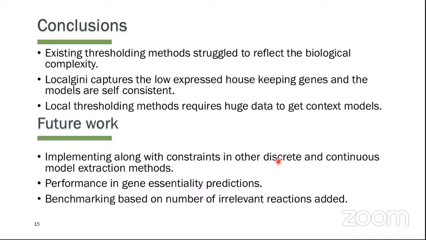But there is another set of algorithms called continuous algorithms, where based on the omics data, we play with the constraint on the flux, for example E-Flux and Atkinson's. They do this continuous job. So how are we going to implement this local Gini on both the discrete and continuous model extraction methods?